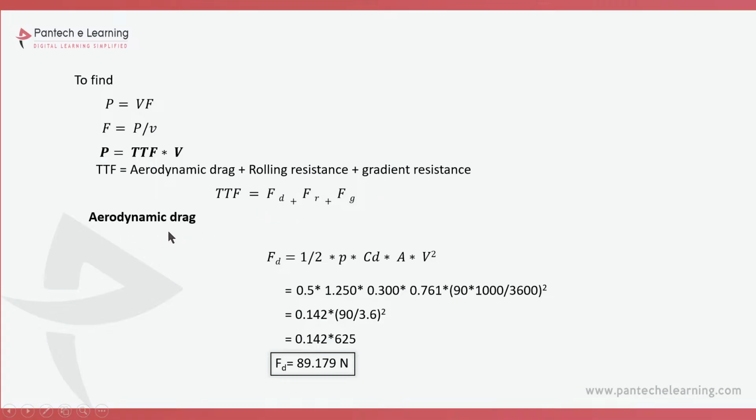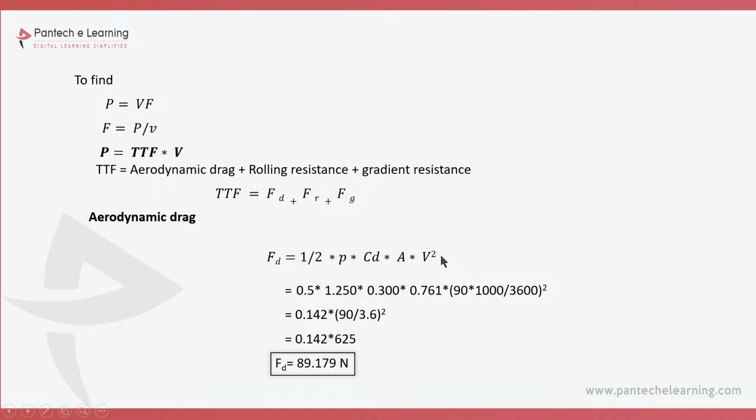We first have to find the aerodynamic drag. Aerodynamic drag FD equals half into rho into CD into A into V square. For that we substitute the values: half is 0.5, rho 1.25, CD 0.330, A 0.76, and V square. V means velocity, so we have to substitute the velocity in meters per second, not kilometers per hour.